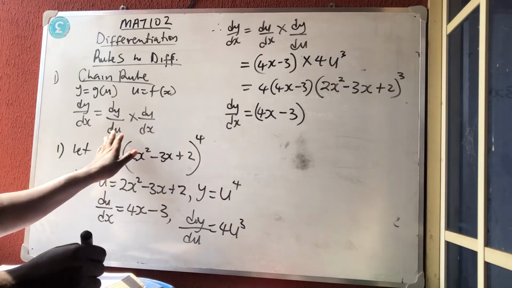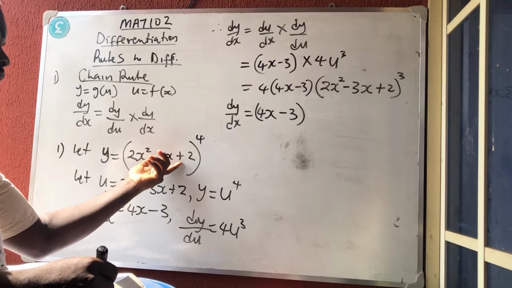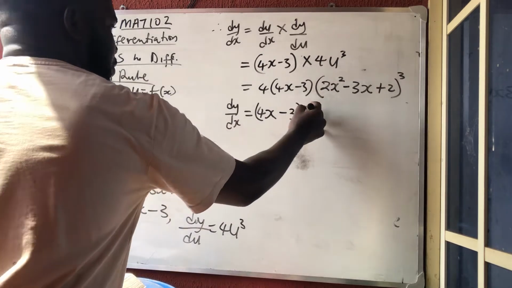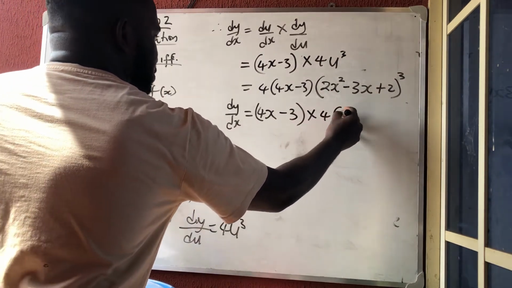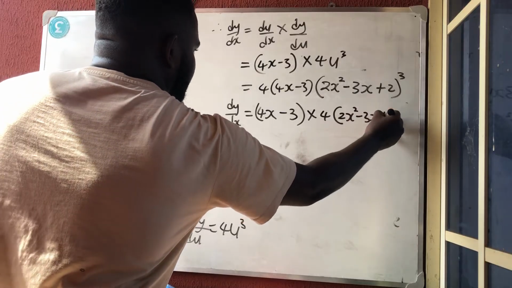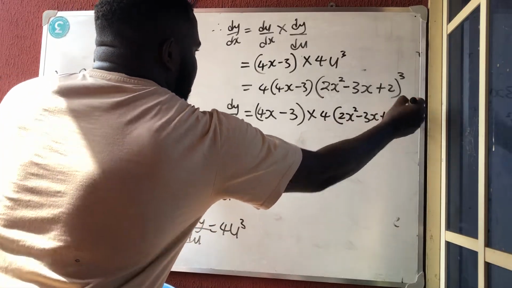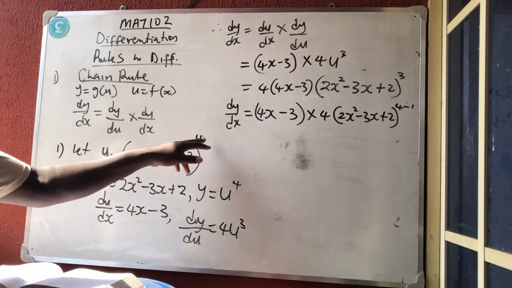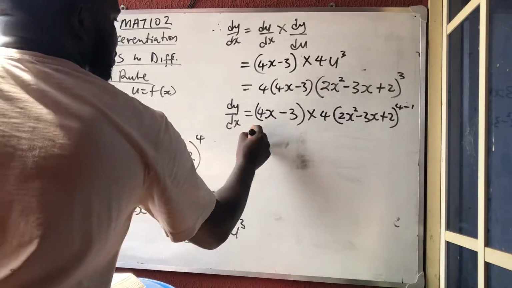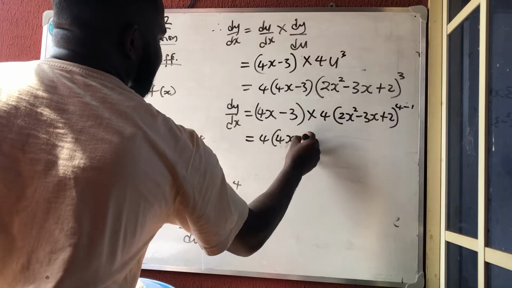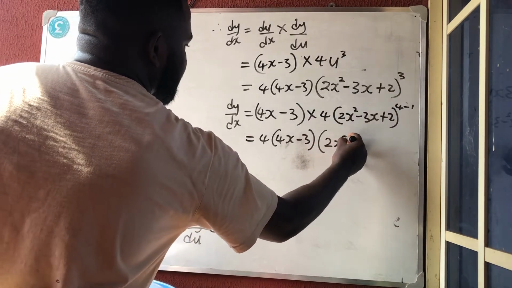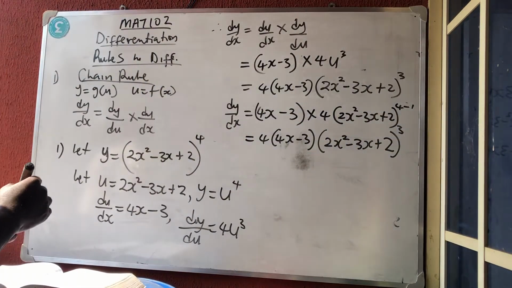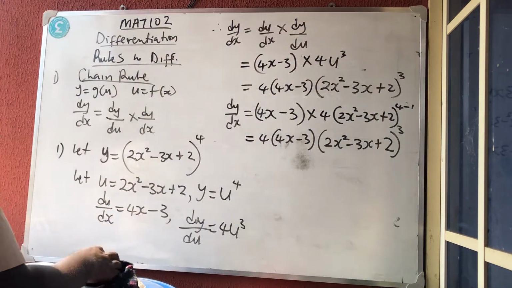Now I say differentiate everything. To differentiate everything means to differentiate something that is raised to power 4. How do you do that? Multiply by the power and remove 1 from the power. So multiply by the power 4, bracket 2x squared minus 3x plus 2, then remove 1 from the power, 4 minus 1. So differentiate the bracket first, then differentiate everything, which is multiply by the power and remove 1 from the power. My answer becomes 4 bracket 4x minus 3, then bracket 2x squared minus 3x plus 2, all raised to power 3. That is the same result.